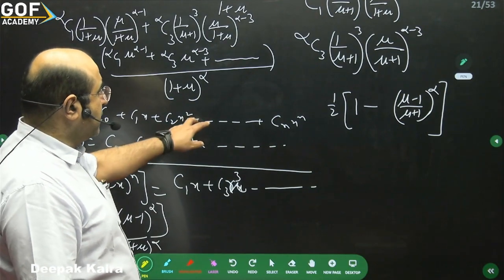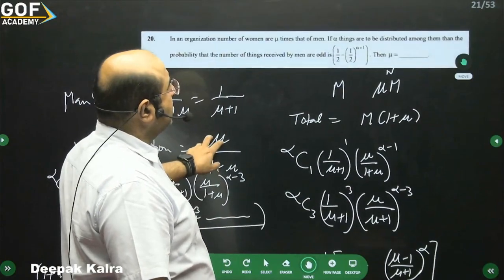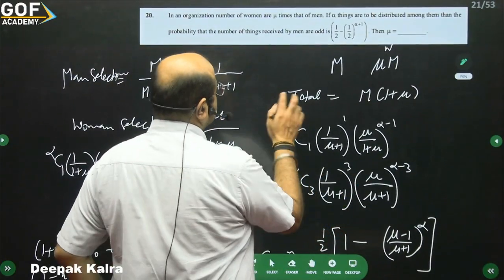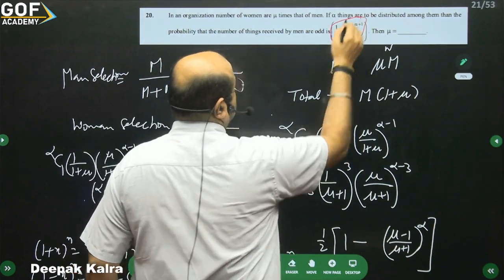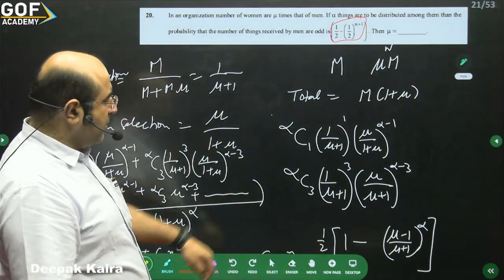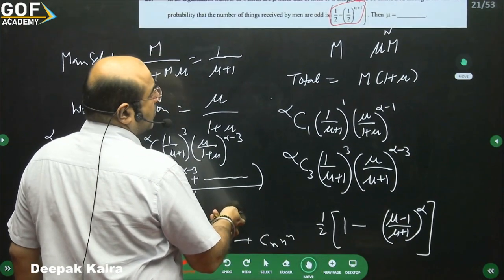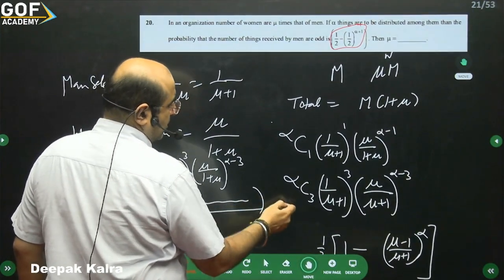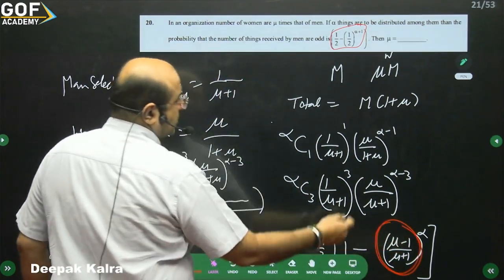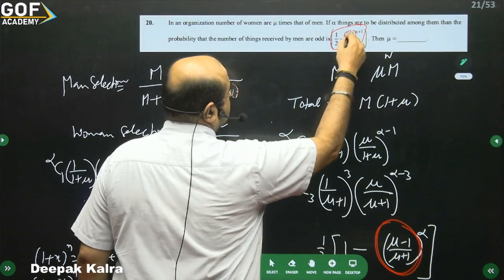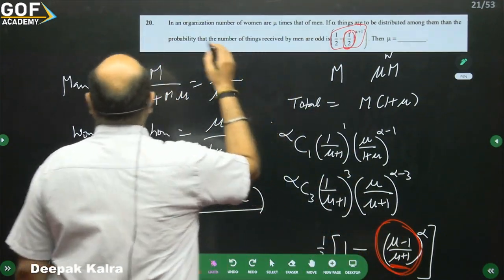So what was the part given to me as half raised to the power alpha plus 1? Can you see this? Just compare it with your result. You get the answer. This is the answer, only I made it. This value is nothing but your half. Can you see that? Just compare it.